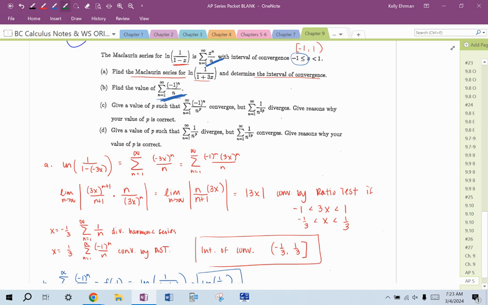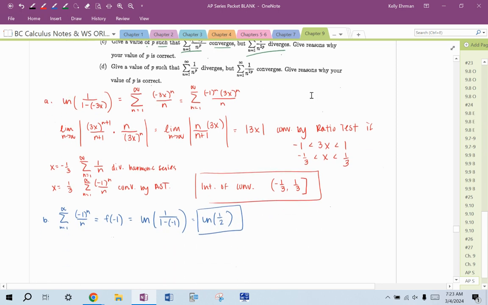Part C says give a value of P such that this series converges, so the alternating series converges, but the non-alternating diverges. Give reasons why your value of P is correct. So give reasons can just be show your work, and make sure you cite the correct P series test. These would both be a P series test here and then alternating.